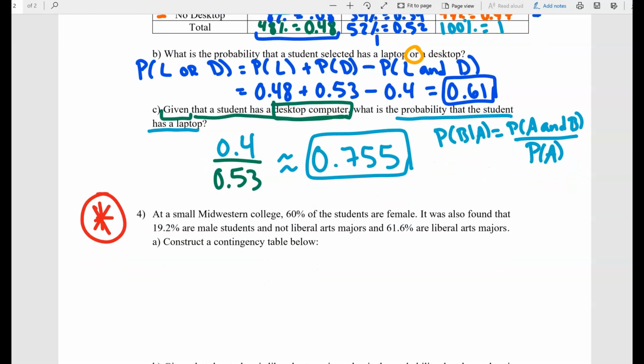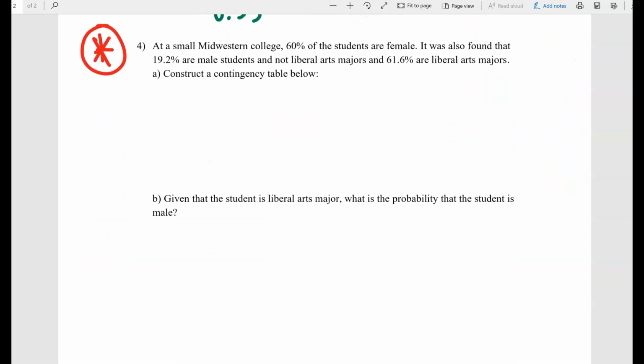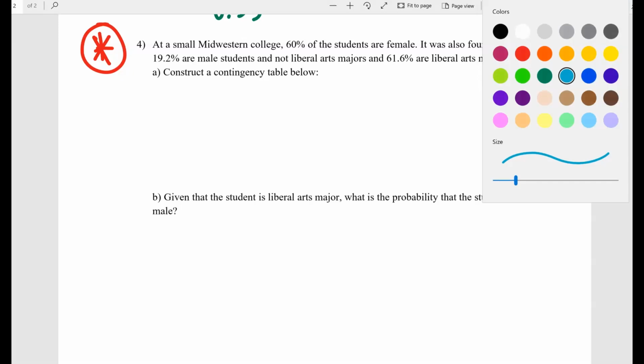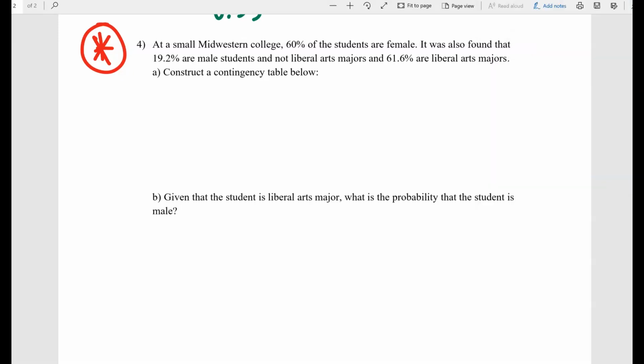Okay, all right, so now let's look at the last problem. This problem is a new problem where I had to completely delete and update it. So here it says, at a small Midwestern college, 60% of the students are female. It was also found that 19.2% are male students and not liberal arts majors, and 61.6% are liberal arts majors. So construct a contingency table below. Okay, so here I didn't give you the contingency table because I think I ran out of space. So let me go ahead and just quickly write it out.